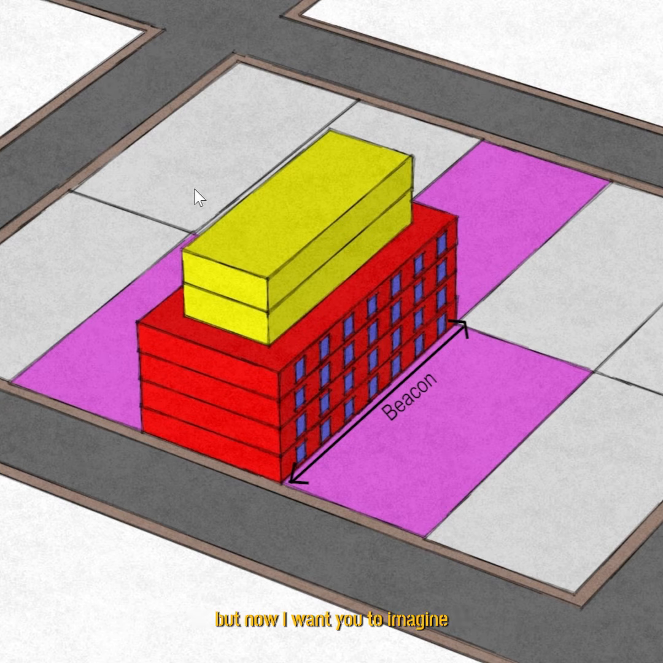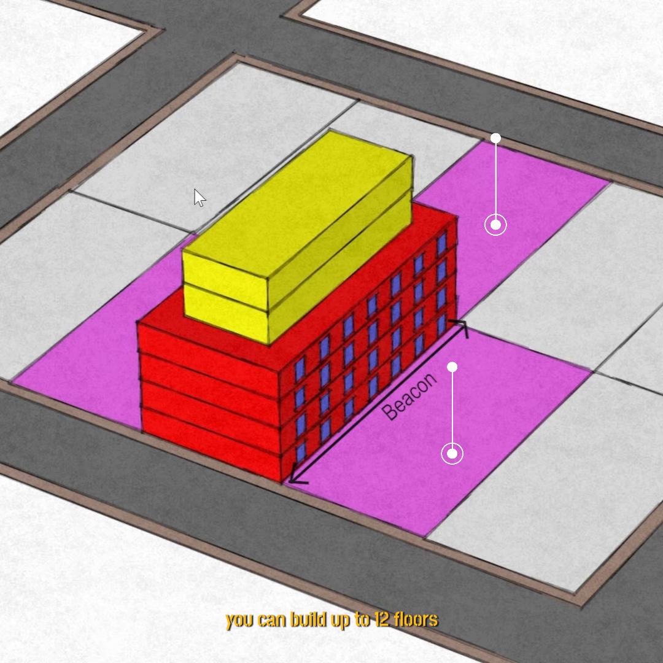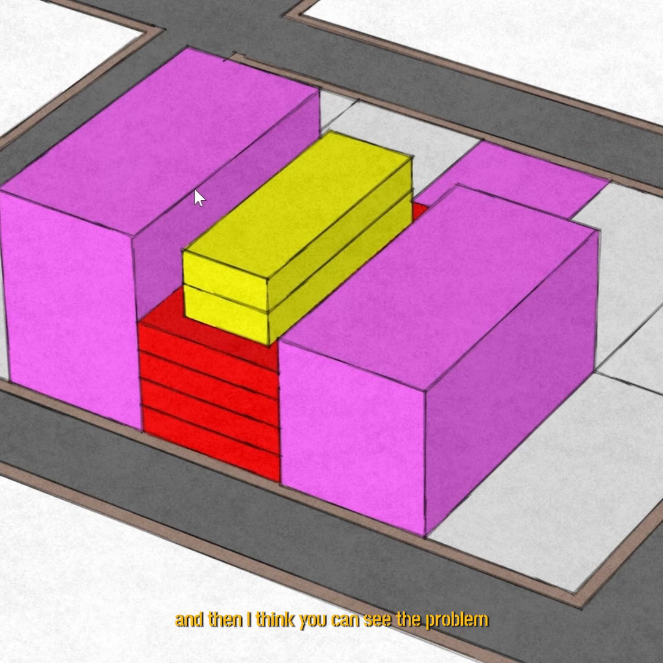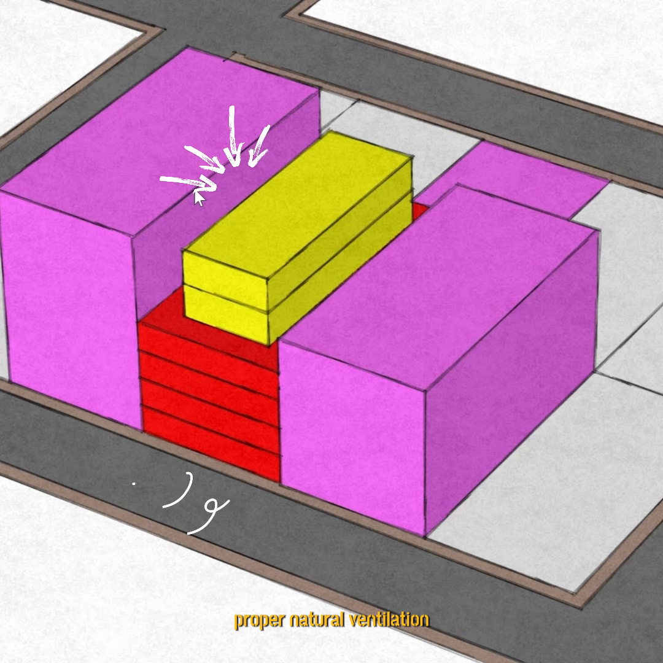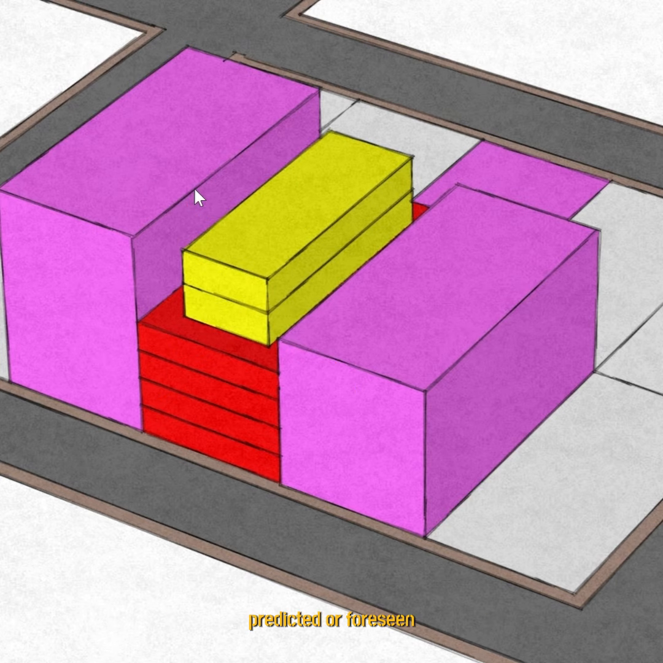But now I want you to imagine that eventually your neighbors are going to build. And if you look at the zoning guidelines in Zimmerman, the zoning guidelines provide that you can build up to 12 floors. So one of your neighbors is eventually going to build, and then the other is going to build. And then I think you can see the problem. Your windows now are blocked out, in terms of now you don't have proper natural ventilation, and you don't have proper natural lighting. Of course, this is an issue that you could have predicted or foreseen.